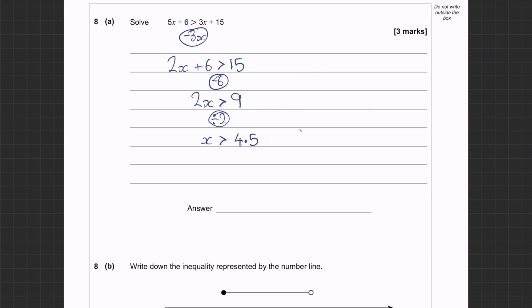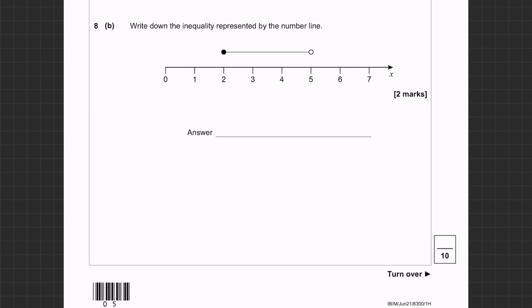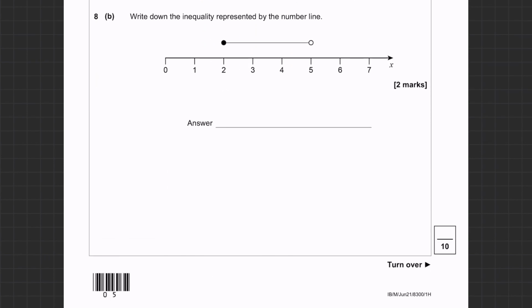If you want, you can also say it's greater than 9 over 2. So our answer is x is greater than 4.5. Or if you prefer, x is greater than 9 over 2. Both are correct.